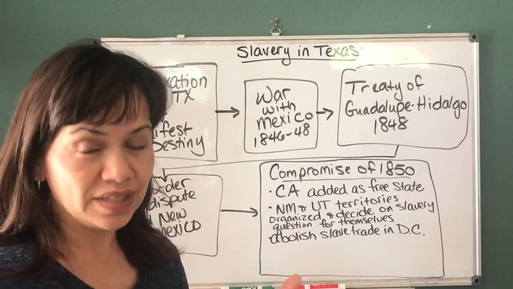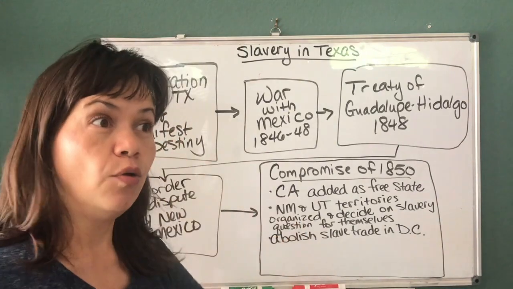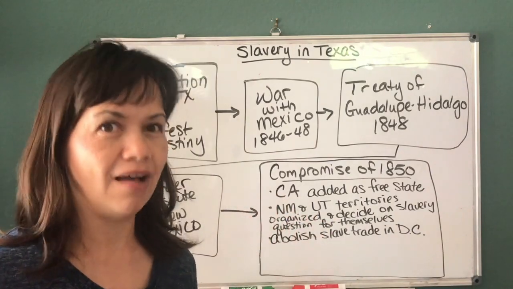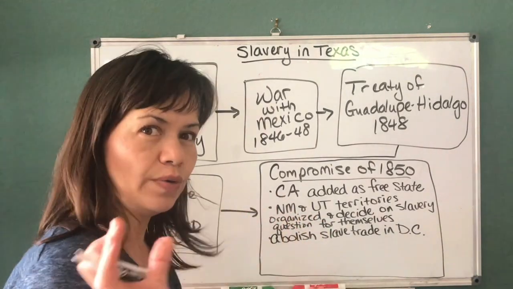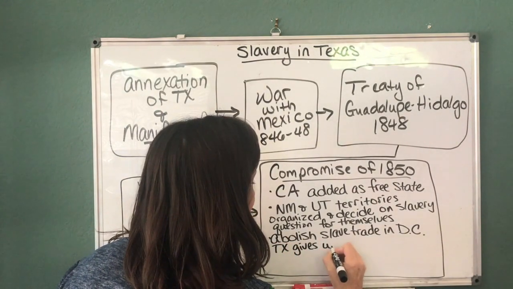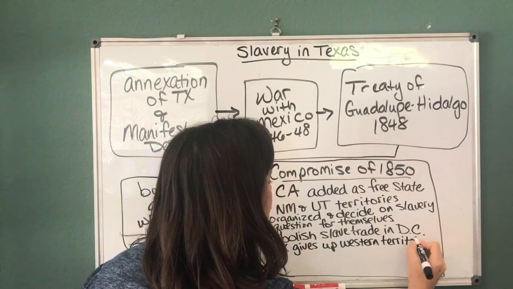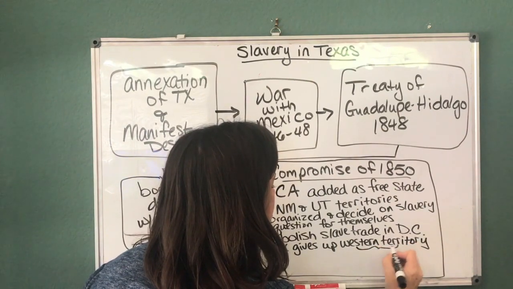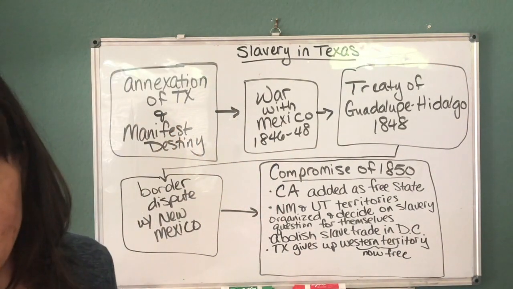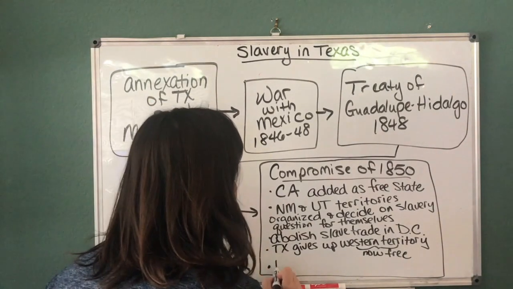And so now, remember, Texas entered the Union as a slave state. That means that all of that western territory was no longer slave territory. It was handed over to the New Mexico territory, which could decide for itself on whether or not to become a slave state or region. So Texas gives up western territory, which is now free, no longer slave territory. And then the other part of the Compromise of 1850 was the Fugitive Slave Act.